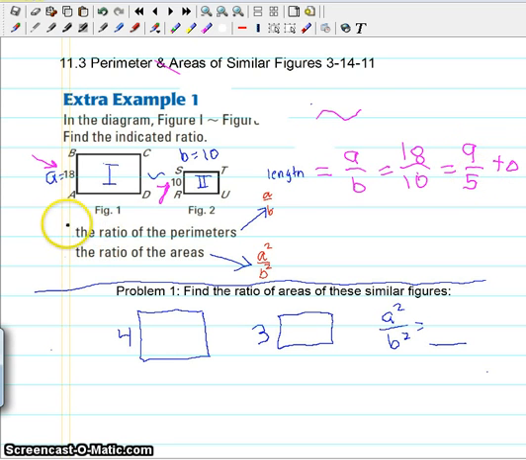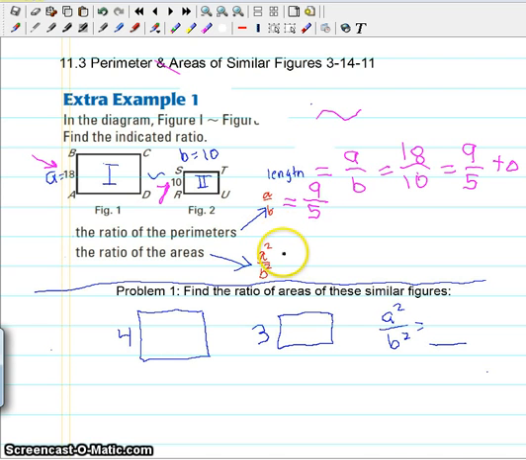So the ratio of perimeters is going to exactly equal this ratio of lengths. So if I were to add up all the side lengths, if I knew them, you would find out that this would also simplify to a ratio of 9 to 5.